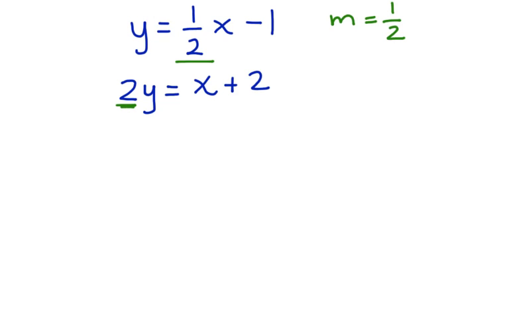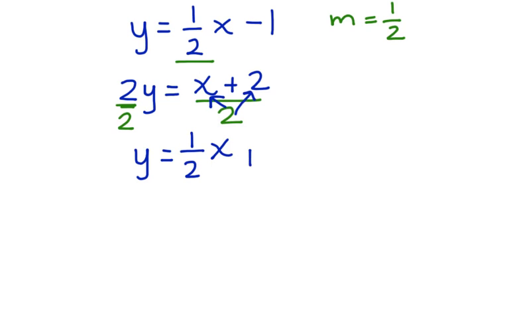So if we divide both sides of this equation by 2, then we'll be able to get y alone. Now we have y is equal to 1/2 x plus 1. You see we divided this and this. Now we can clearly see that the slope of this line is also 1/2. And these two lines are parallel.